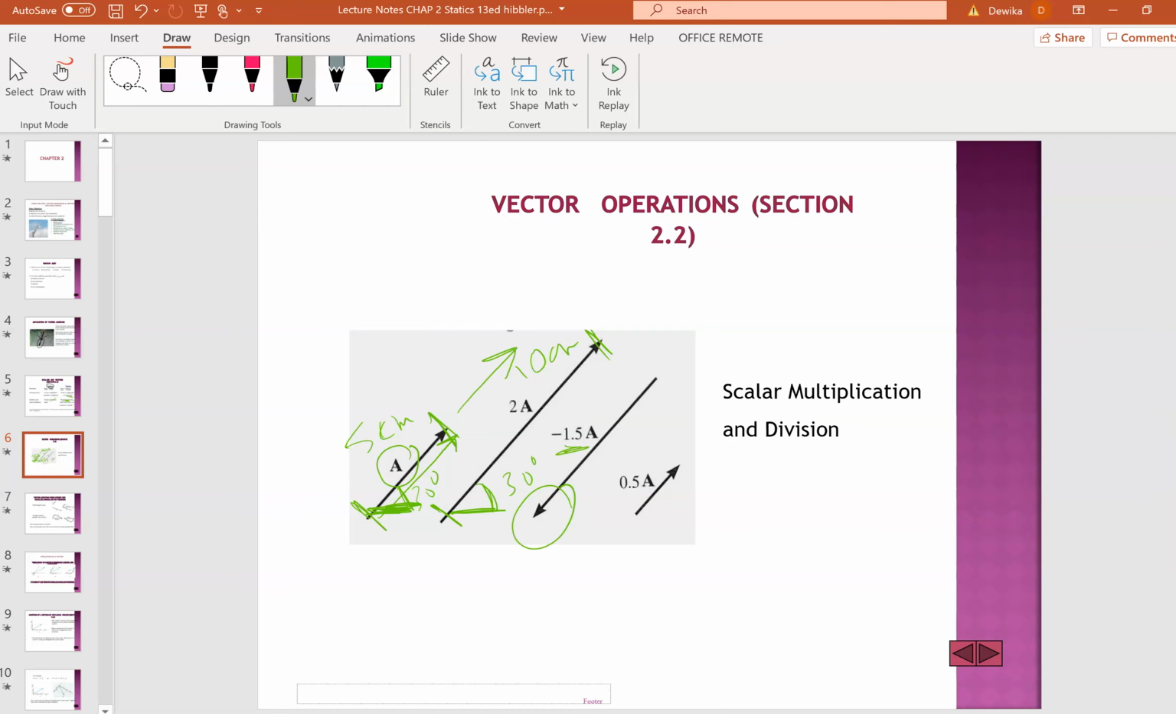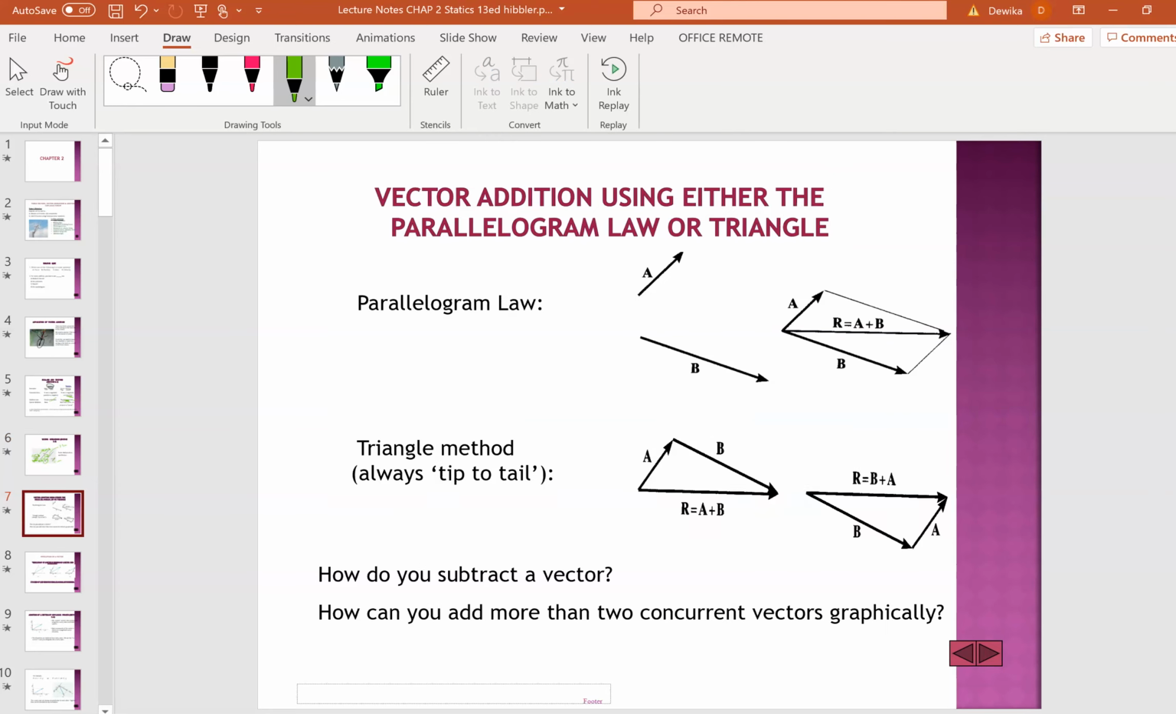And look at this. This is 1.5A. Guess the length. It would be 5 plus half of the 5, so this would be 7.5 cm, and in the opposite direction, negative. Whereas 0.5A would represent 2.5 cm. This is just an example that I'm giving you; the value can be anything. So a vector is very sensitive to the direction and also the magnitude.